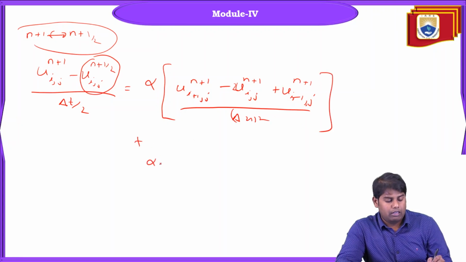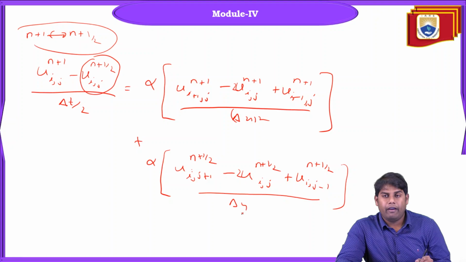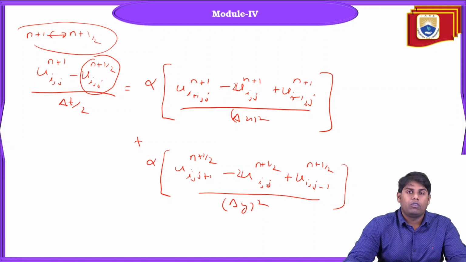Plus alpha into u of i comma j plus 1 to the power of n plus half minus 2u of i comma j to the power of n plus half plus u of i comma j minus 1 to the power of n plus half, divided by delta y square. So this is the next step. So this is how we solve a 2D diffusion equation for the ADI method.